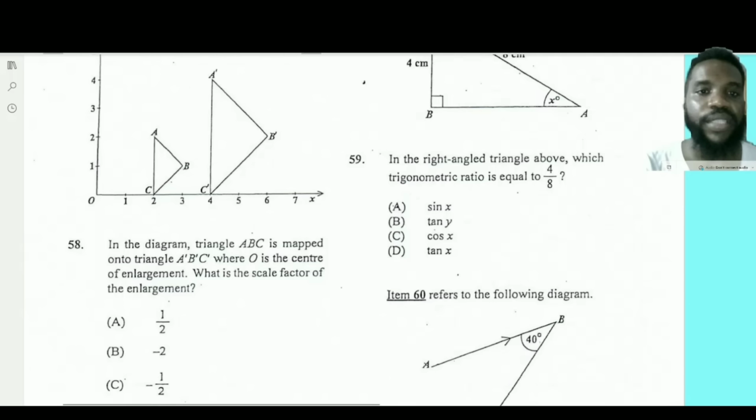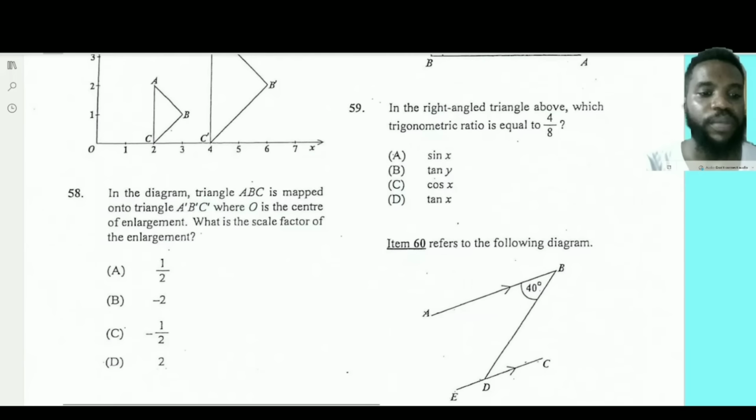So in other words, what they're asking is, what do you multiply ABC by to get the second triangle? Just look at one length, AC, and look at A prime, C prime. AC looks to be 2. A prime, C prime looks to be 4. What do you multiply 2 by to get 4? You multiply it by 2. So of course, the scale factor must be positive 2.